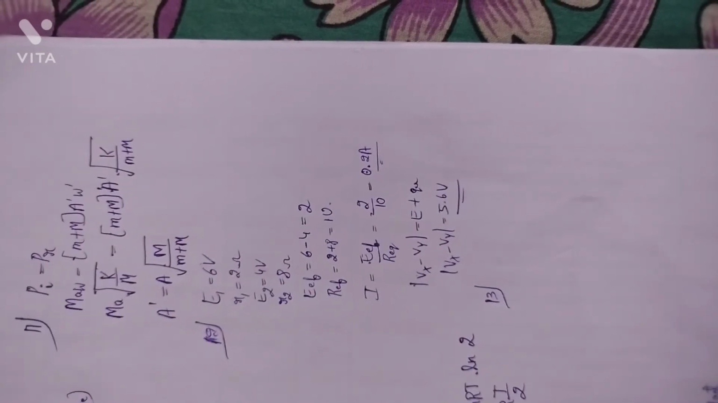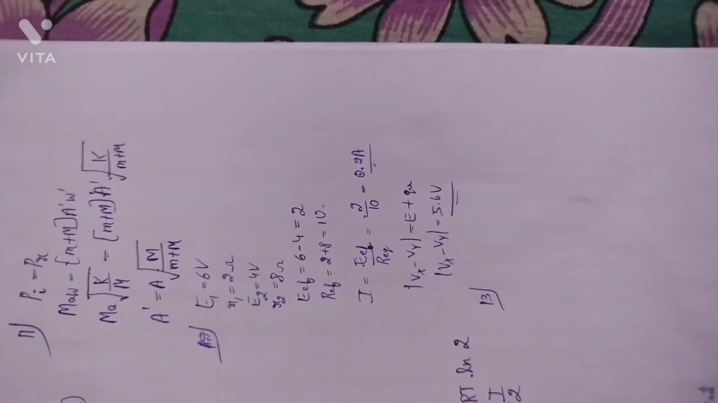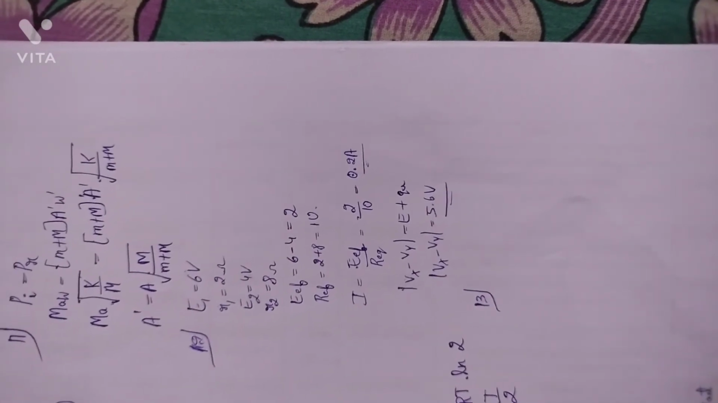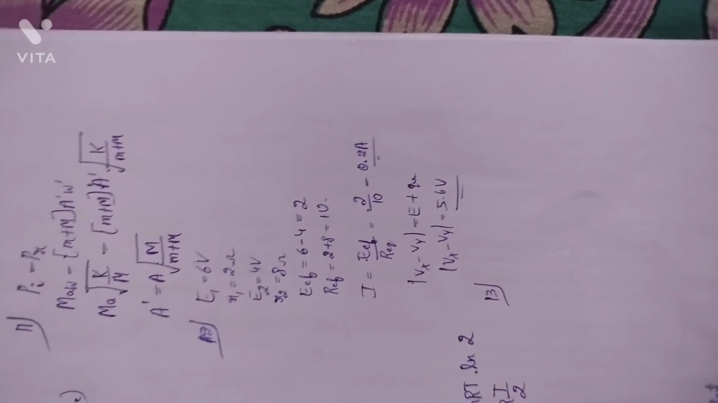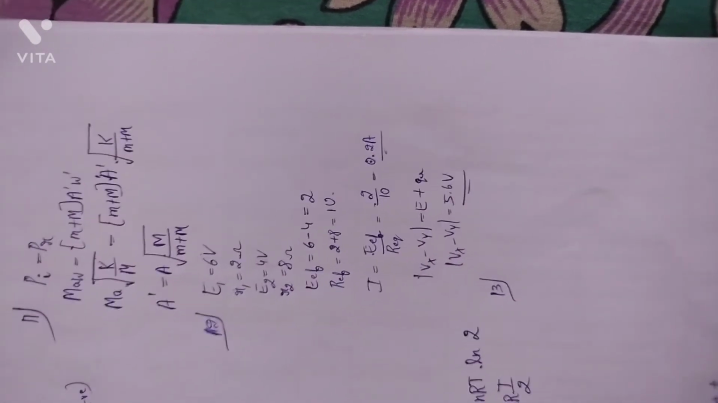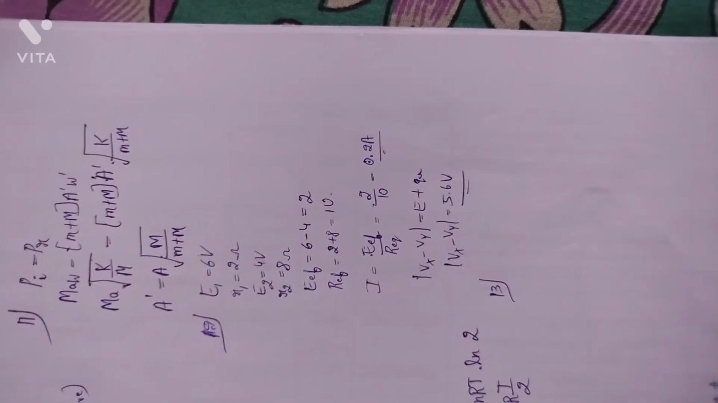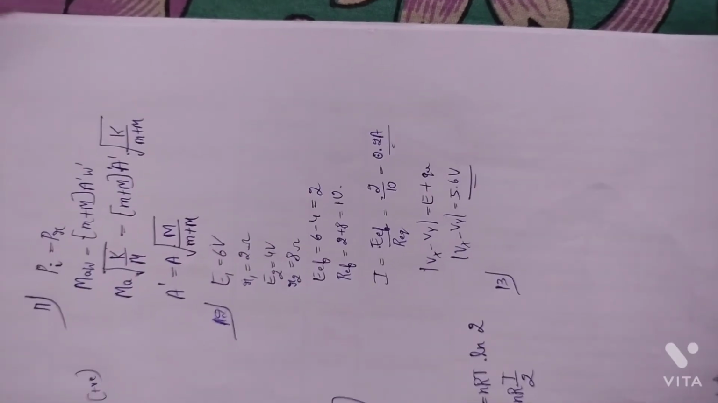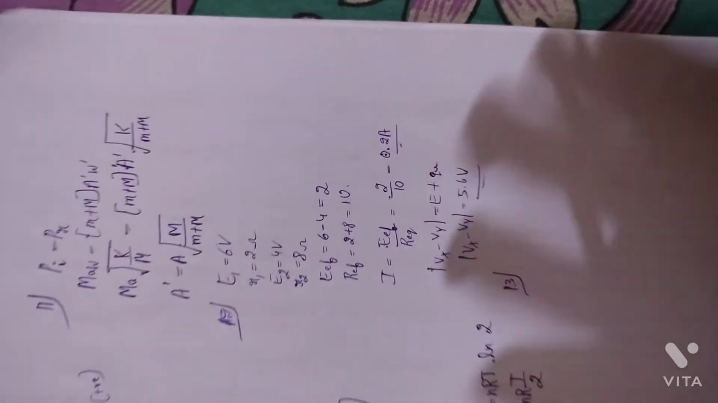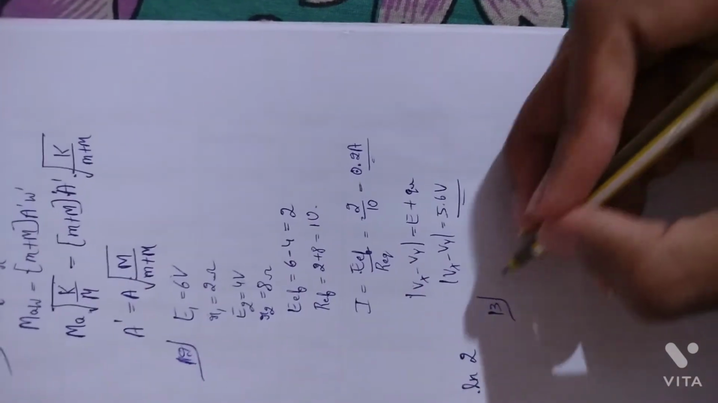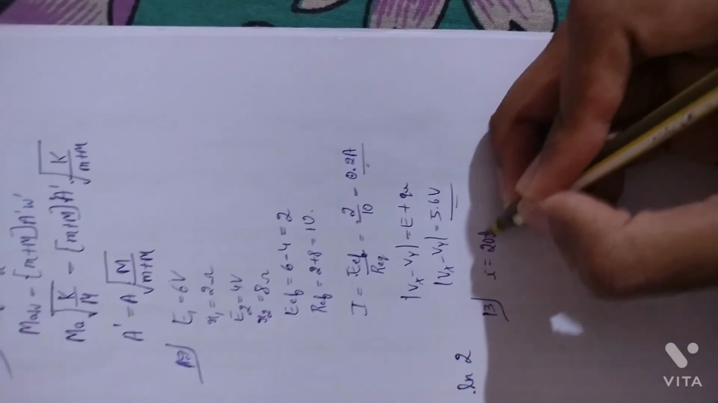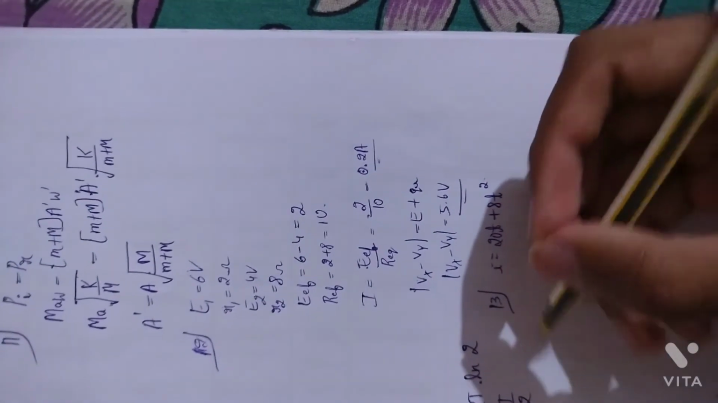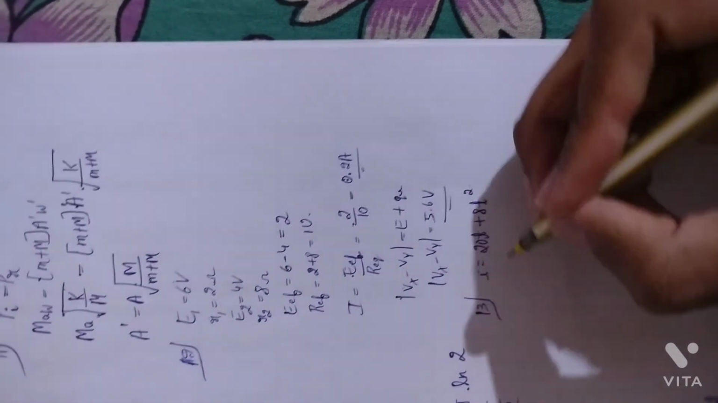Here they have given that a current through a wire depends on time as I is equal to a naught t plus b t square, where a naught is equal to 20 and b is 8 amps per second square. So we have to find the charge crossed through a section of the wire in 15 seconds. How much charge is crossing in that section of the wire in 15 seconds? You have to find it. Let us start. They have given I is equal to 20t plus 8t square.